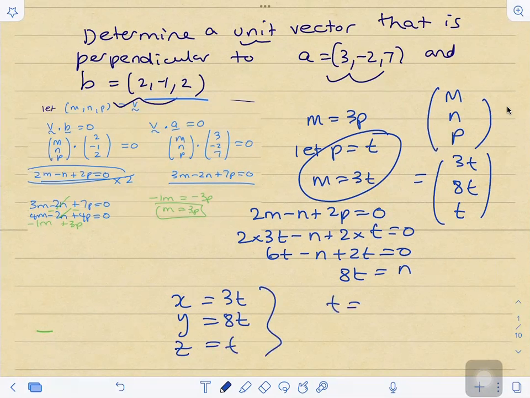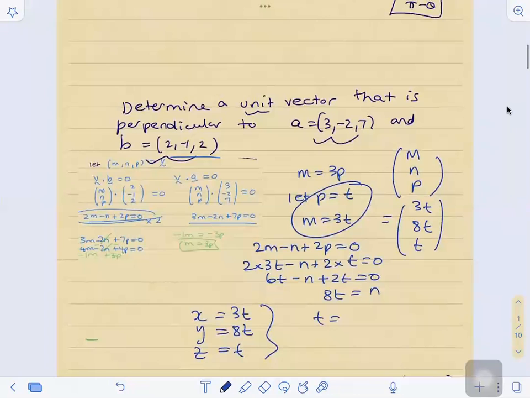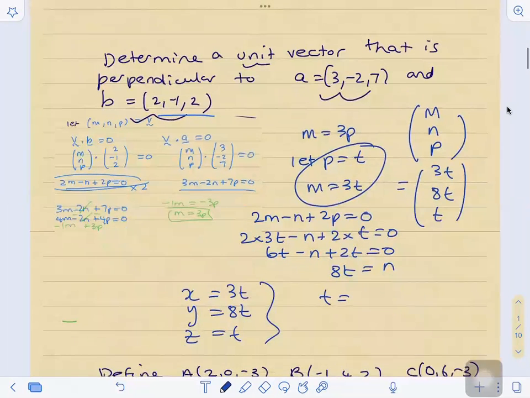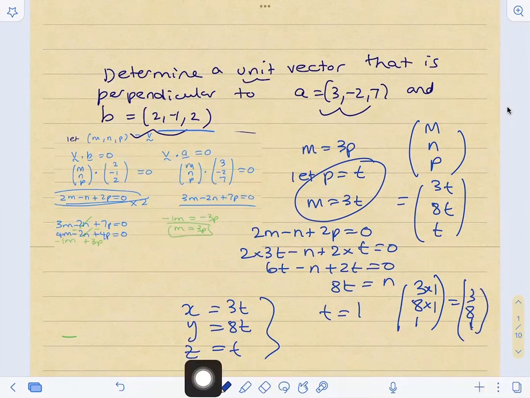So I can get any vector that is perpendicular to both of those vectors, right? And I want it to be a unit vector. All I have to do is let t equal different numbers. So we can let t equal 1, for example, and get 3 times 1, 8 times 1, and 1: (3, 8, 1). That would be a vector that is perpendicular to the other two vectors.